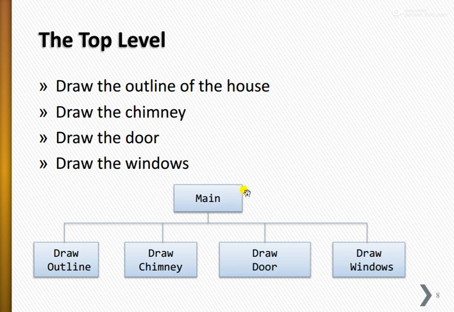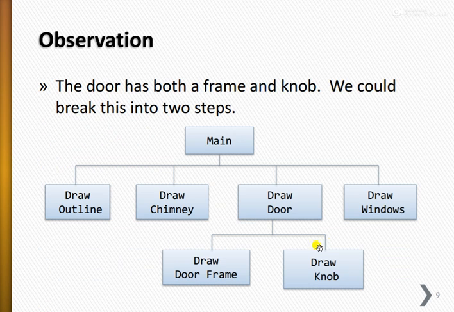So there will be a main function. In that main function, there will be a draw the outline function, a draw the chimney function, a draw the door function, and a draw the windows function. That is the initial level. And again, for a door also, you can use draw the door frame and draw the knob. That way, you can divide more and more for every function.